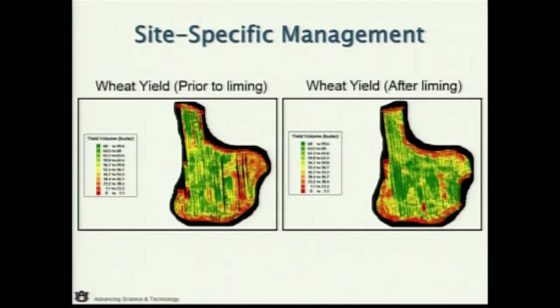Absolutely, and so it's a business. Here's an example of yield maps that basically confirm we had some pH issues occurring on the right side of that field, but after we got those corrected and we came back with our subsequent wheat crop, look how much nicer on the right. All of a sudden we went from a red to a green, and so again, site-specific management.